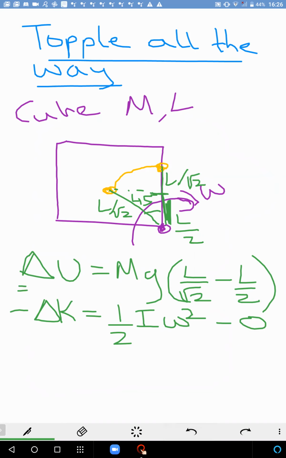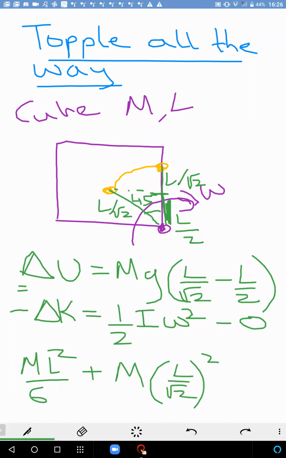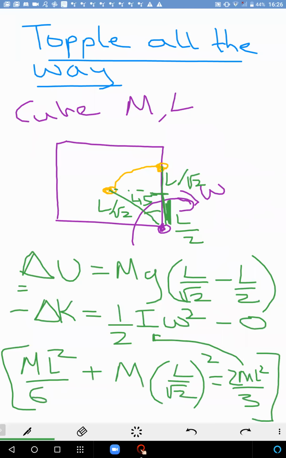So I of the cube through the center is ma square by 6. If you apply the parallel axis theorem, plus, in fact I should stick to L, ml square by 6 plus m into the square of this distance, the same one, L by root 2 squared, which is going to be ml square by 2. 3 by 6 plus 1 by 6 is 4 by 6, so 2 ml square by 3. So that is I, and that will give you omega. Okay. Did you guys get this?